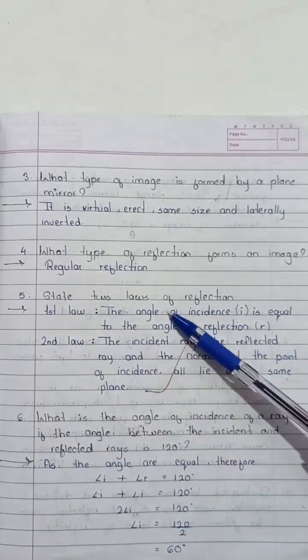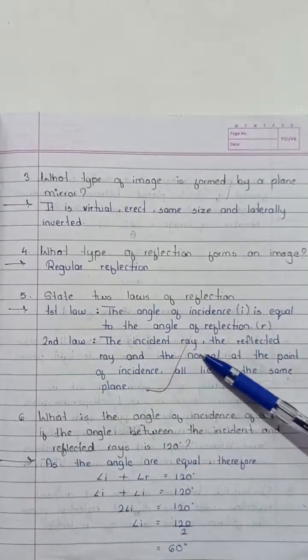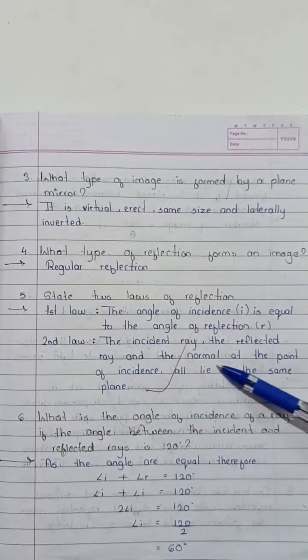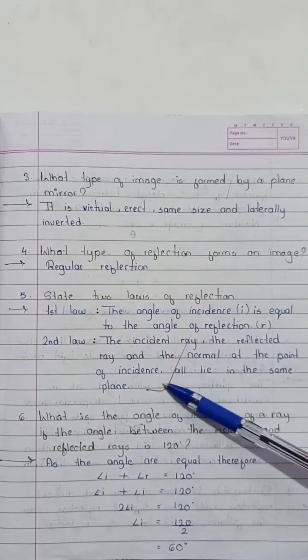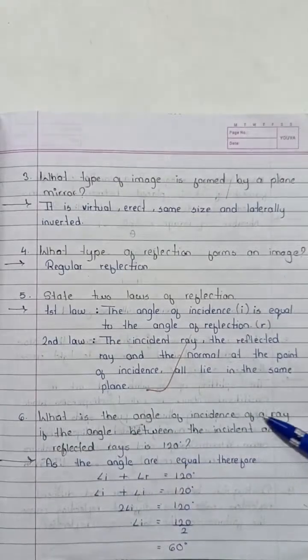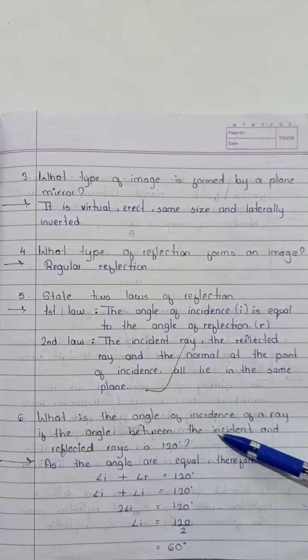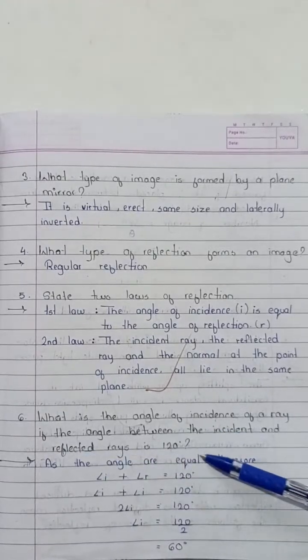First law, the angle of incidence is equal to the angle of reflection. Second law, the incident ray, the reflected ray, and the normal at the point of incidence all lie in the same plane. Sixth, what is the angle of incidence of the ray if the angle between the incident and reflected ray is 120 degrees?